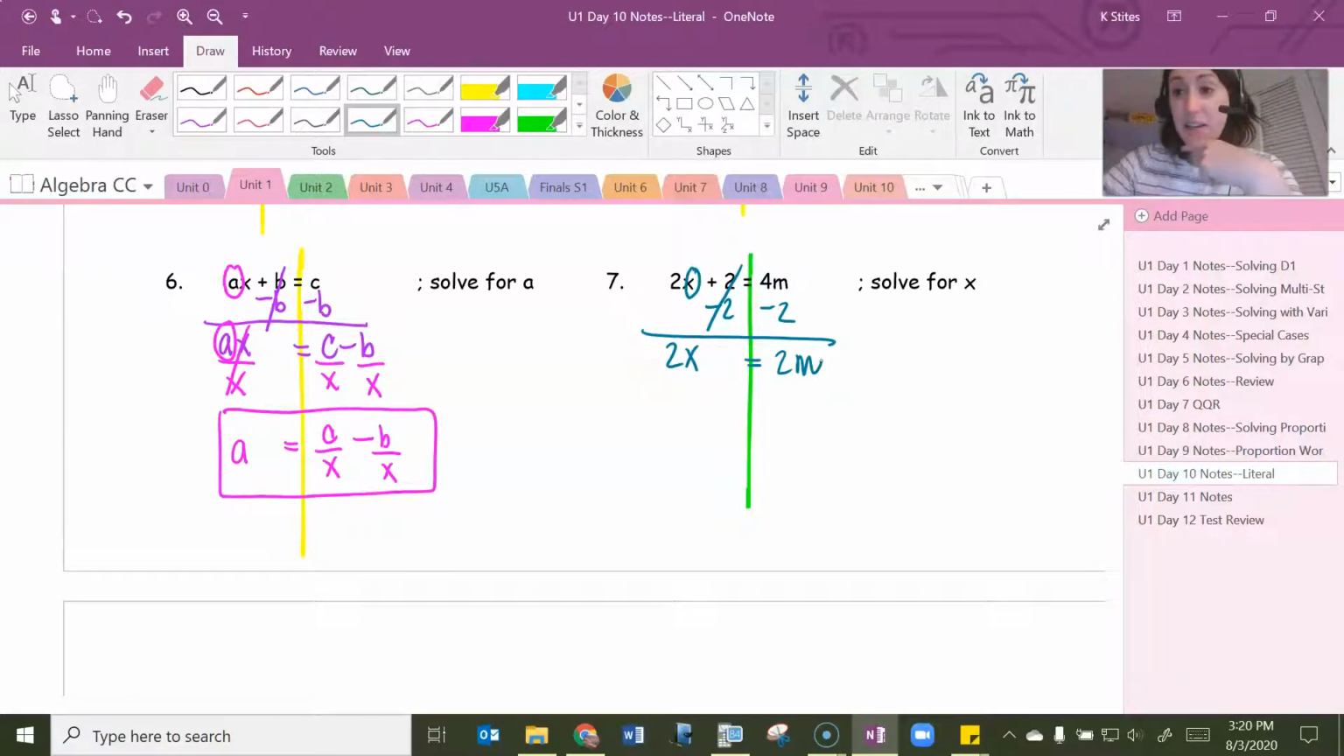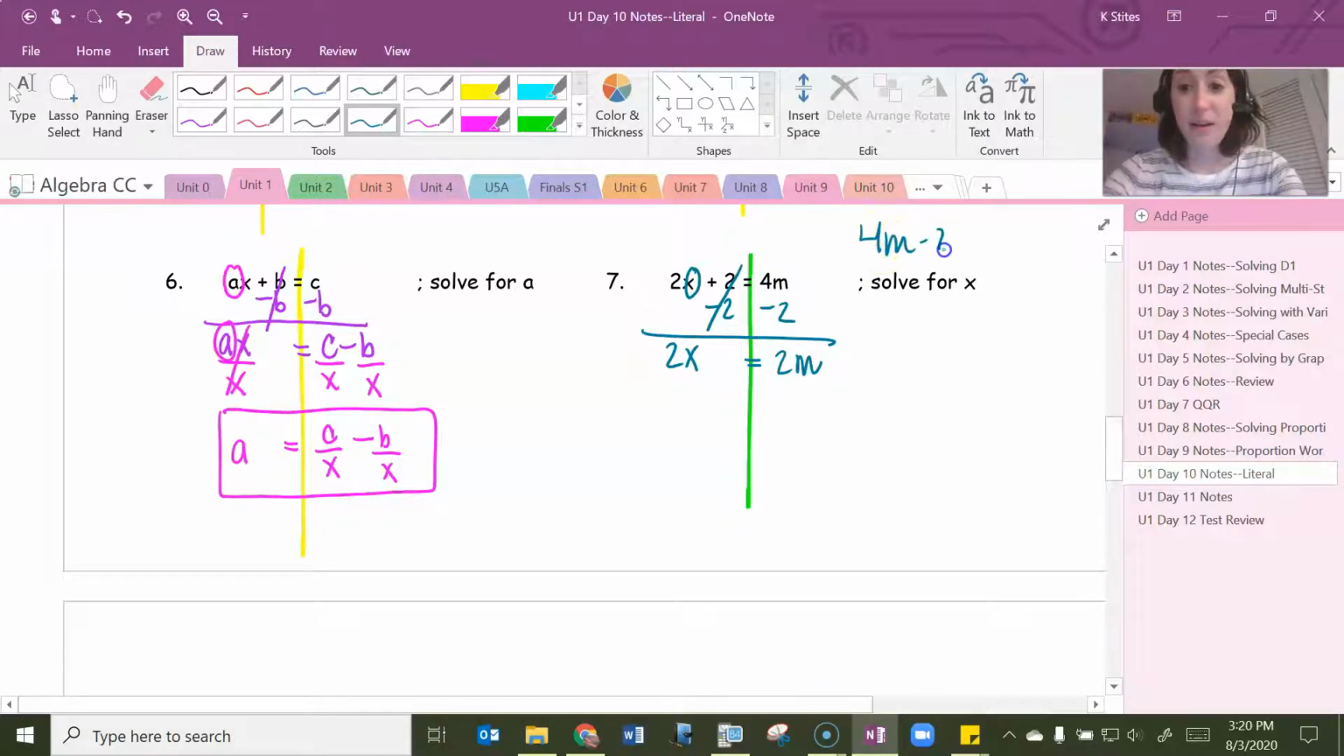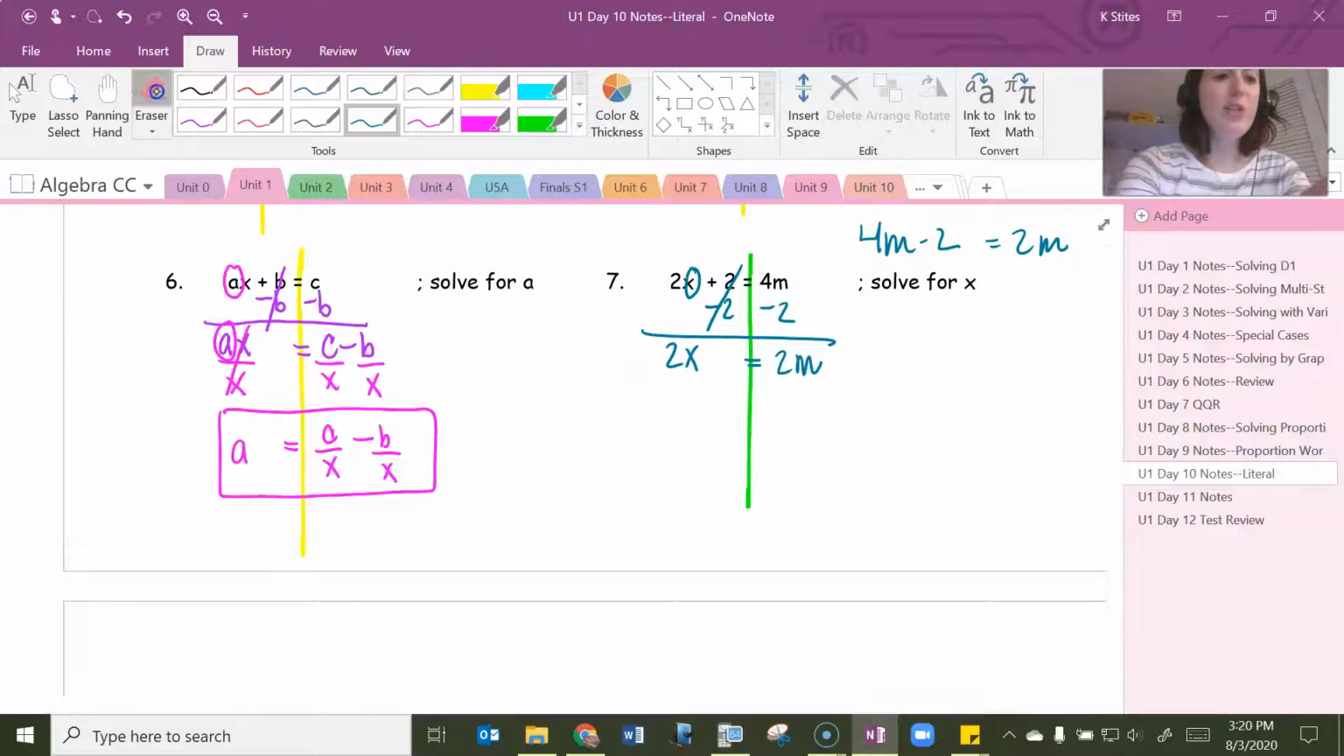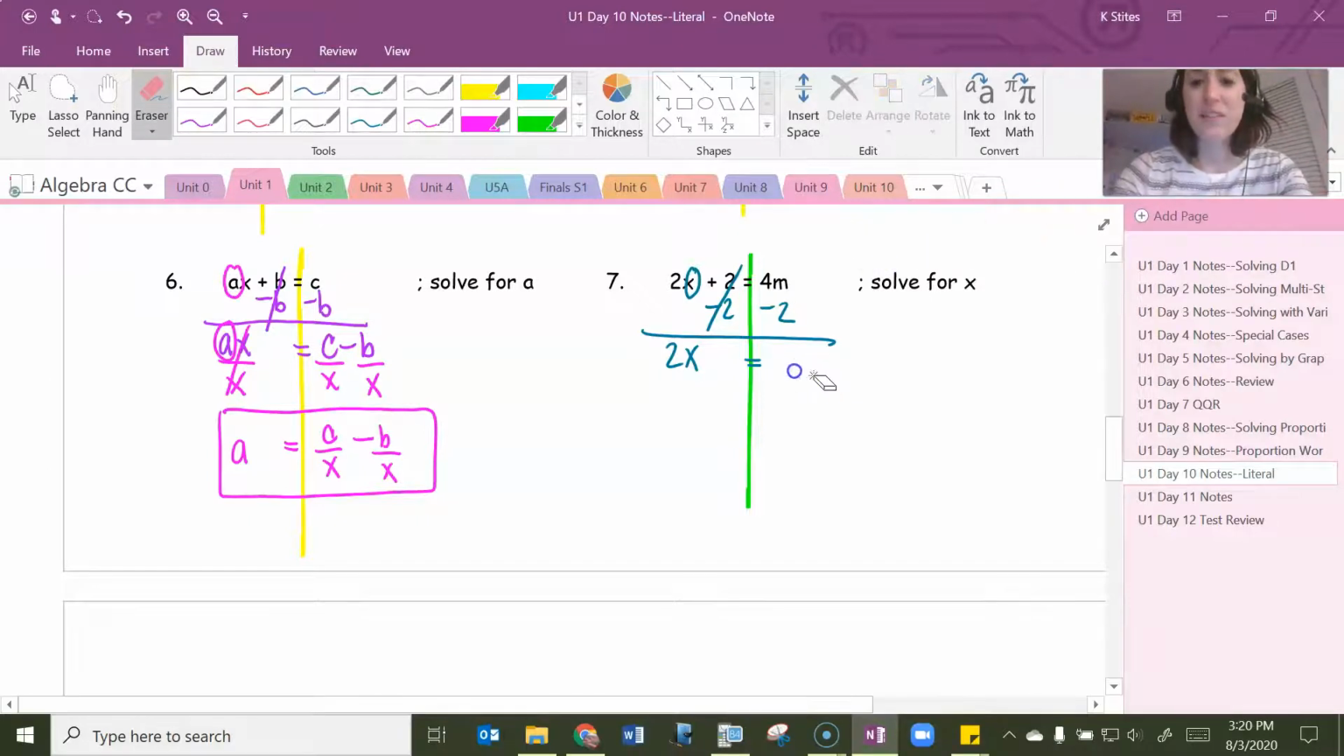Are 4m and 2 like terms? Can I do 4m minus 2 and give 2m as an answer? No, you cannot do that. This doesn't say 2m, it says 2. Those are not like terms, which means you cannot subtract them in that way. 4m minus 2 is literally just 4m minus 2. Okay, that's it.